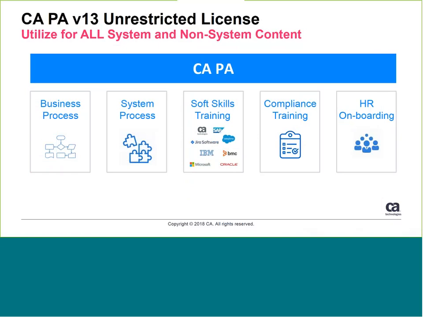Now, one of the big things in CAPA 13 is it's no longer just for capturing system processes within CA applications such as CA PPM. It's now an unrestricted license, which means you can now capture any application using CAPA 13. So it can be utilized for all system-based training across the organization, and saves you the cost of purchasing and maintaining multiple tools. Now, aside from extending the value of CAPA across your system-based training, you can now also utilize the tool set for non-system processes, and that's extending its value even further. So it can be used, for example, for business process adoption, soft skills training, HR onboarding, and compliance training. So it's providing learners with access to all of your learning content from a single source.